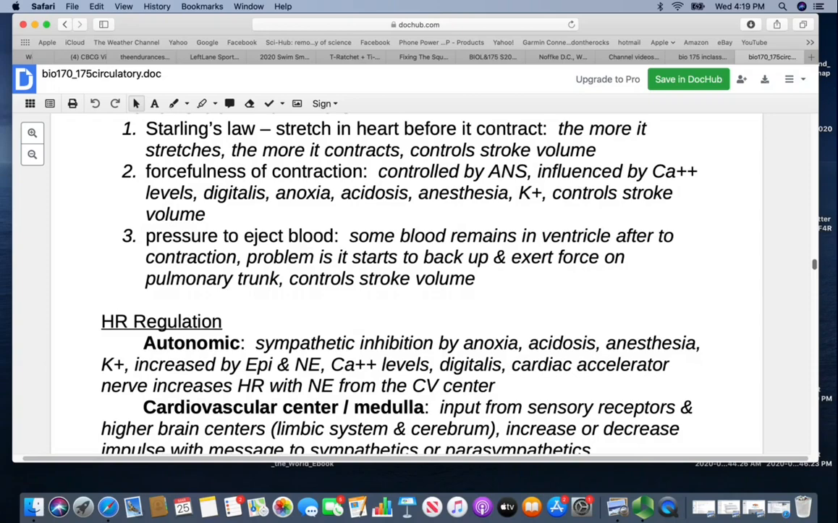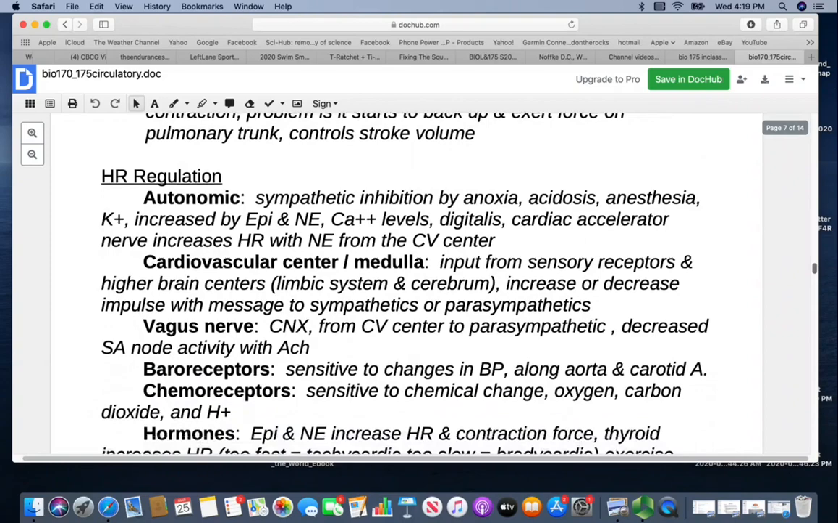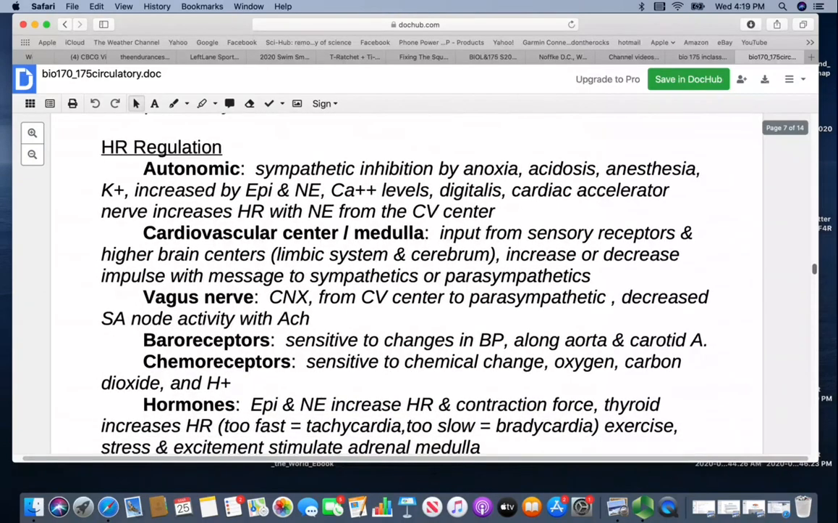So congestive heart failure can progress rapidly, but it can be treated with diuretics. So a person can actually lose a lot of fluid from those diuretics if it's allowed to get out of hand. So then looking at things that affect heart rate, it's under autonomic control. So we know sympathetics are going to speed it up. They're inhibited by anoxia, acidosis, anesthesia, and high potassium levels.